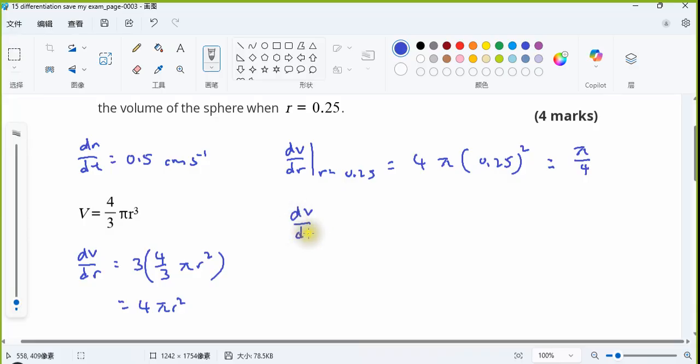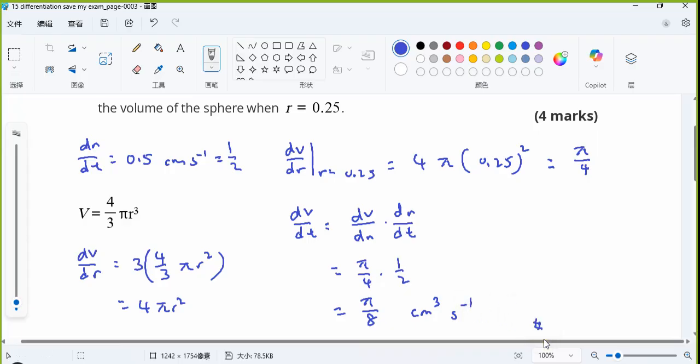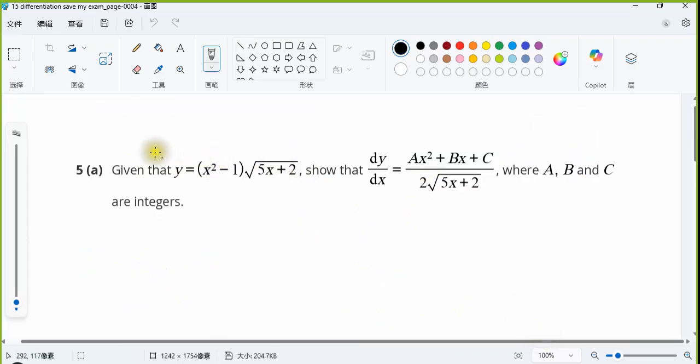So dV/dt will be dV/dr times dr/dt. So dV/dr is pi over 4, dr/dt is 0.5, actually is half. Then we have pi over 8 cm cubed per second. Question number 5. A. Show that dy/dx is this.